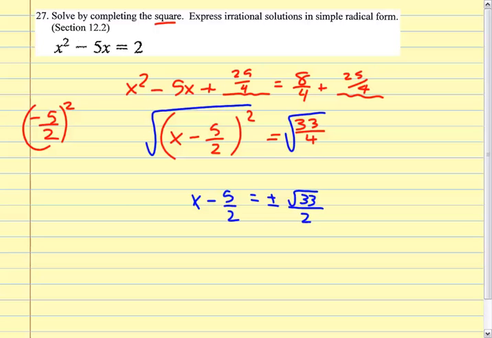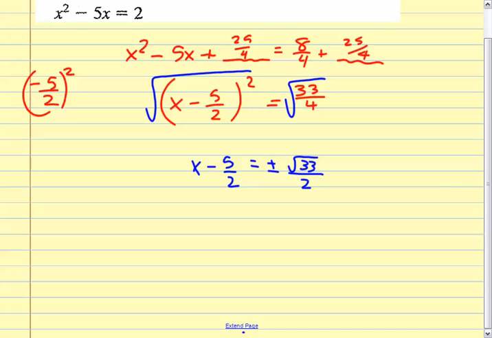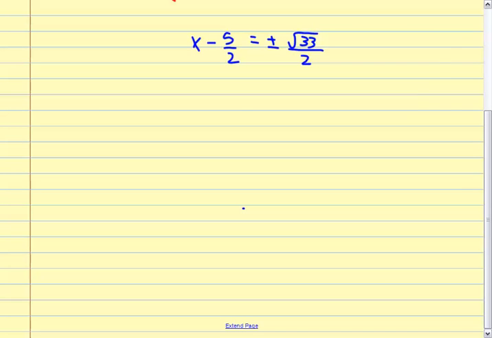Good. Carlos, you're doing great. Keep it up. What do I do next? Add 5 over 2 to each side, the whole fraction, not just the top part of it. So x is equal to 5 over 2 plus or minus root 33 over 2.